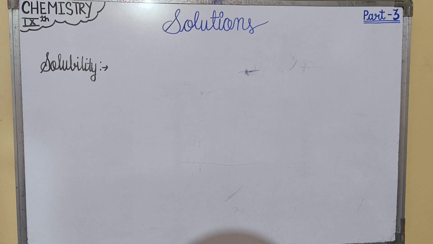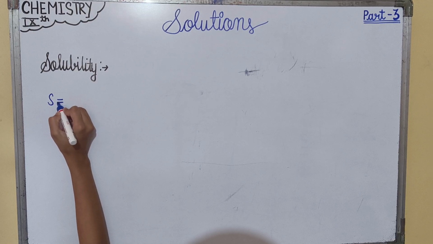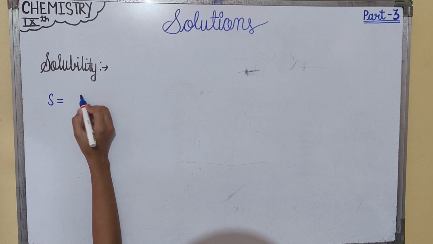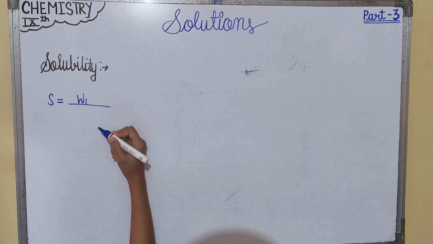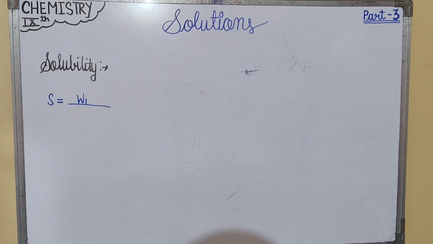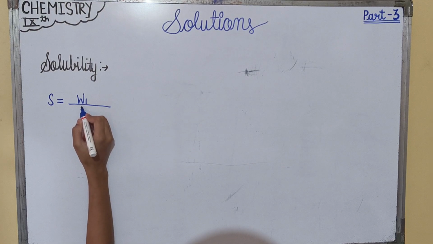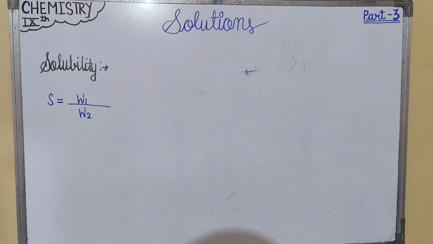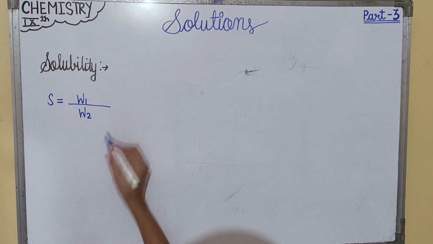Solubility. So, the solubility of a substance at a given temperature is defined as the quantity of that substance that can be dissolved in 100 grams of the solvent at that temperature to get a saturated solution. The formula for finding solubility is: solubility is equal to weight 1, that is weight of the solute in grams, upon weight 2, the weight of the solvent in grams, into 100.